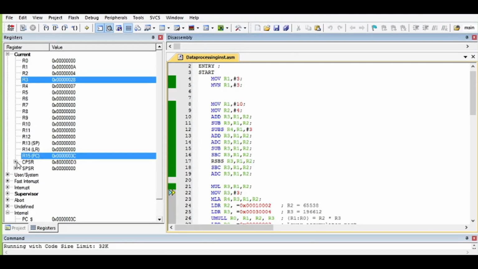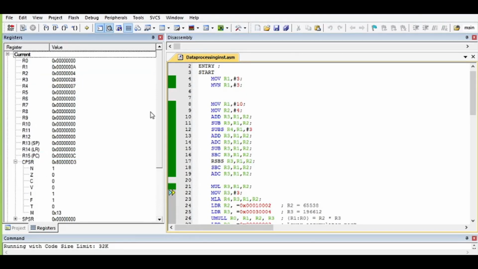Okay, and since we have not used S after MUL, no updation of the conditional flags will be happening. If you want to see any changes happening in the CPSR, that is the conditional flags, make sure that you use MULS. Or any instruction that we'll be discussing now, after those instructions use a suffix S to update the conditional flags. But because I have already explained that, I have not used it in the next set of instructions.